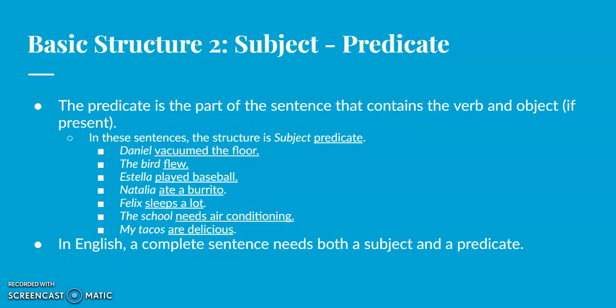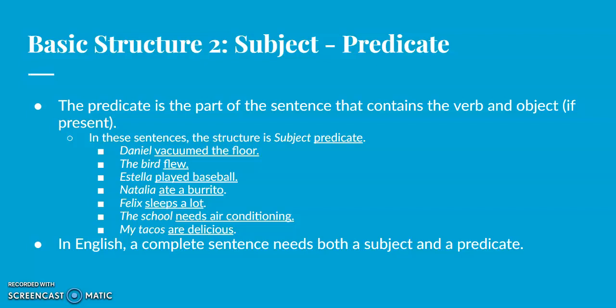Another way of looking at our sentences is to combine the verb and the object into what's called the predicate. The predicate is the part of the sentence that contains the verb and the object. Some sentences are written without an object, in which case the verb alone makes up the entire predicate.